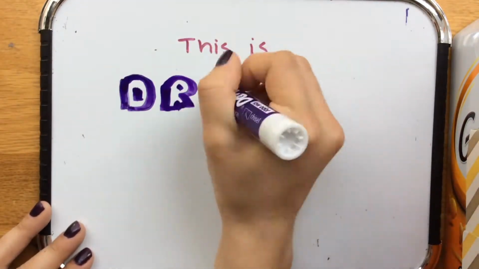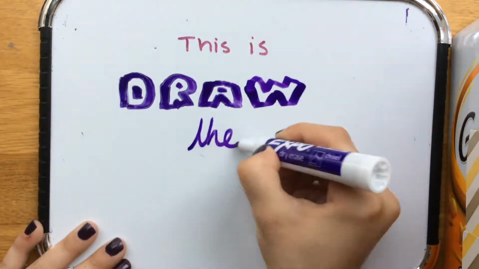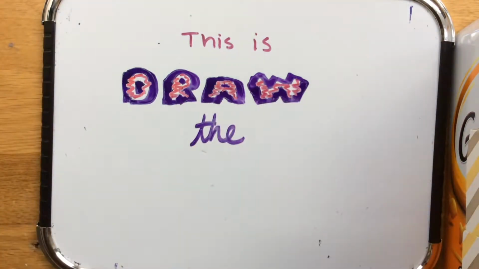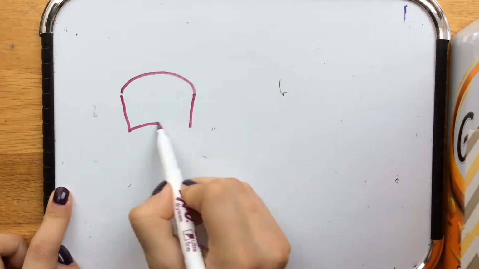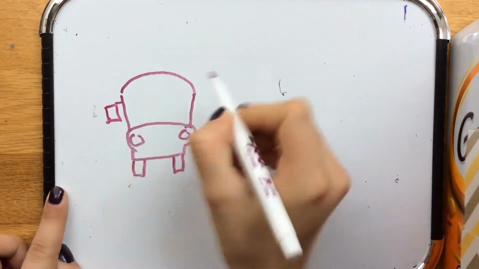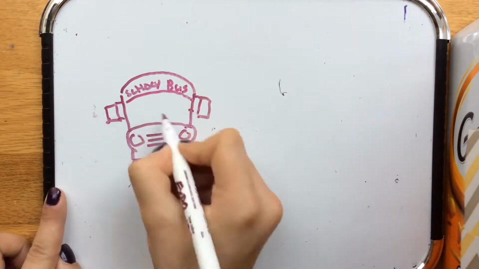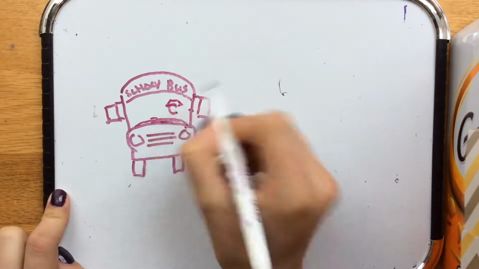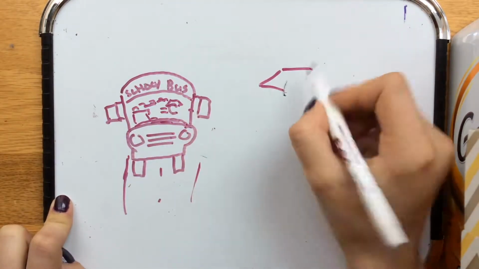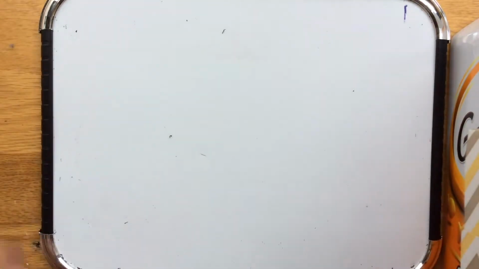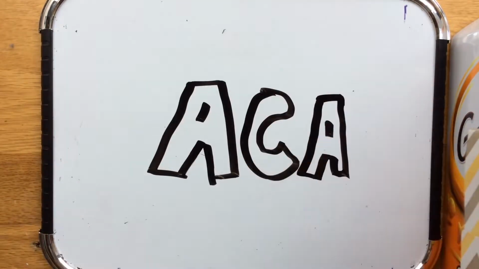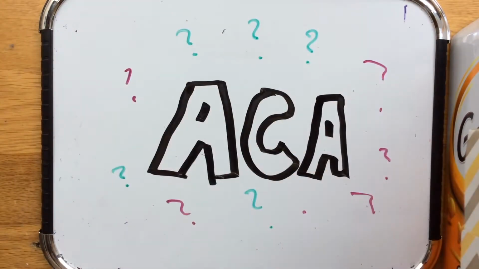Okay, so today we're going to be drawing the ACA. Many of you could be watching for different reasons. You could be a high school student just curious about current events, or a college student, or a college graduate, or just anybody who's curious. But you're all here because you want to learn about the ACA basics and what it is.